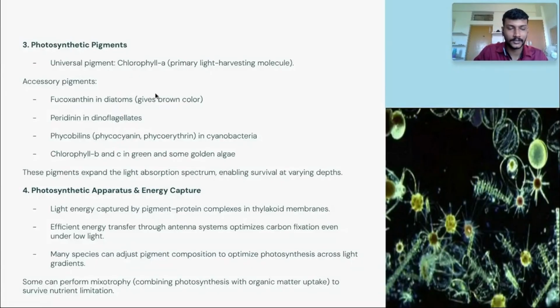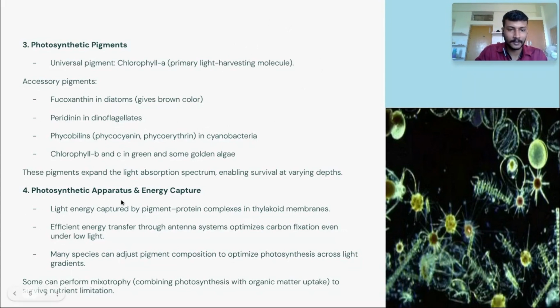All these photosynthetic organisms have one pigment in common, which is a primary light harvester. The difference arises when it comes to the accessory pigments. Firstly, we have fucoxanthins, which are mostly found in diatoms. Then we have peridinin, found in dinoflagellates, phycobilins, which are found in cyanobacteria, and chlorophyll B and C in some green and golden algae. These pigments expand the range of light which can be absorbed by the microorganisms and can be then used to reduce CO2 into organic forms of carbon.